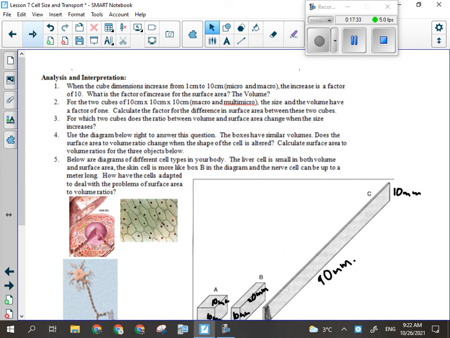And then number 2 is asking a similar question, but now it's comparing the 2 big ones, macro and multi-micro. So the size and the volume have a factor of 1. That is, they're the same size and have the same volume. But calculate the factor of difference in surface area. So how many times more surface area does multi-micro have than macro? Question number 2 is just asking how many times more surface area does multi-micro have than macro?